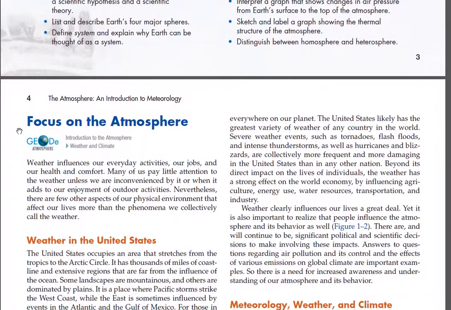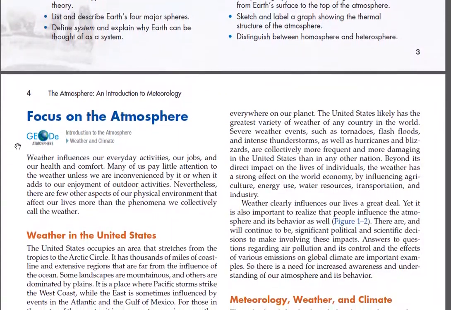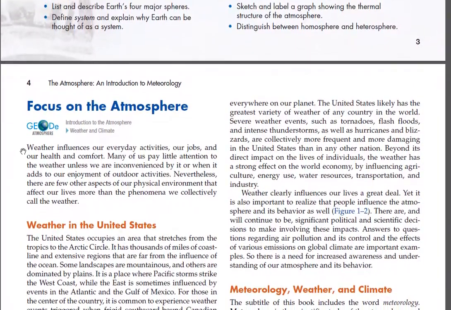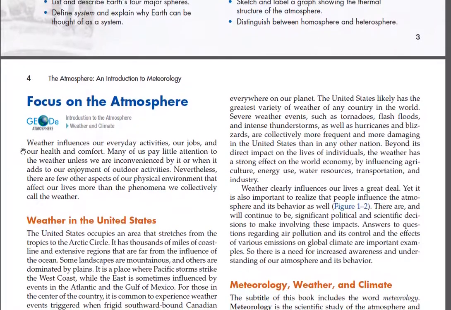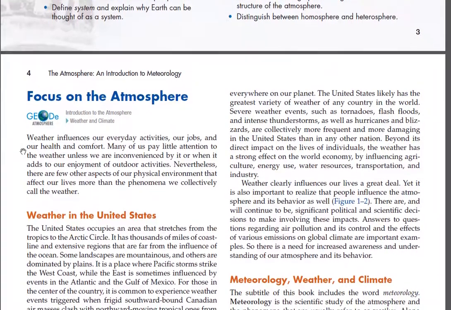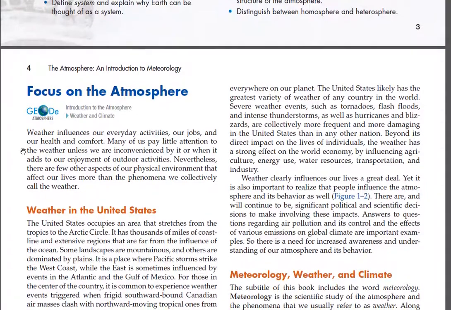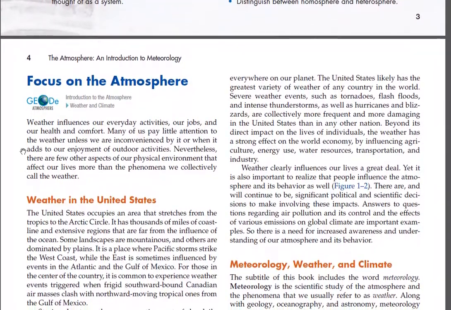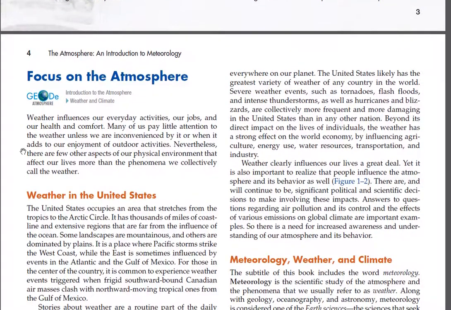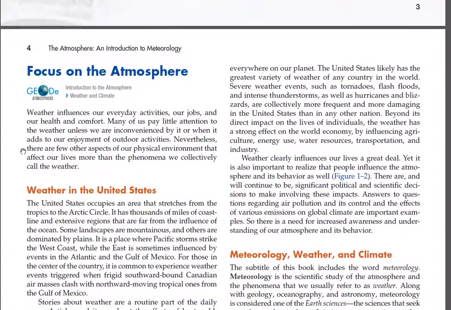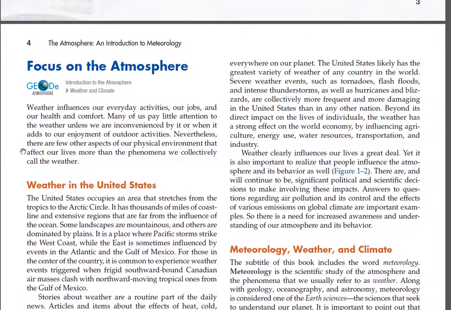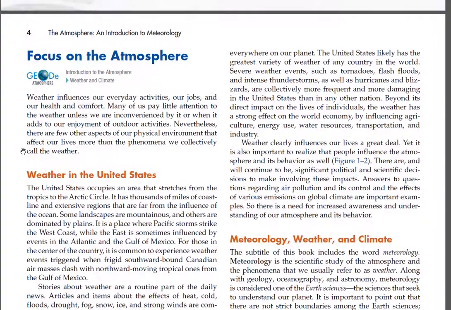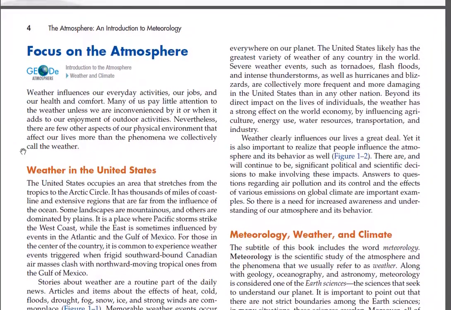Focus on the atmosphere. Introduction to the atmosphere. Weather and climate. Weather influences our everyday activities, our jobs, and our health and comfort. Many of us pay little attention to the weather unless we are inconvenienced by it or when it adds to our enjoyment of outdoor activities. Nevertheless, there are few other aspects of our physical environment that affect our lives more than the phenomena we collectively call the weather.